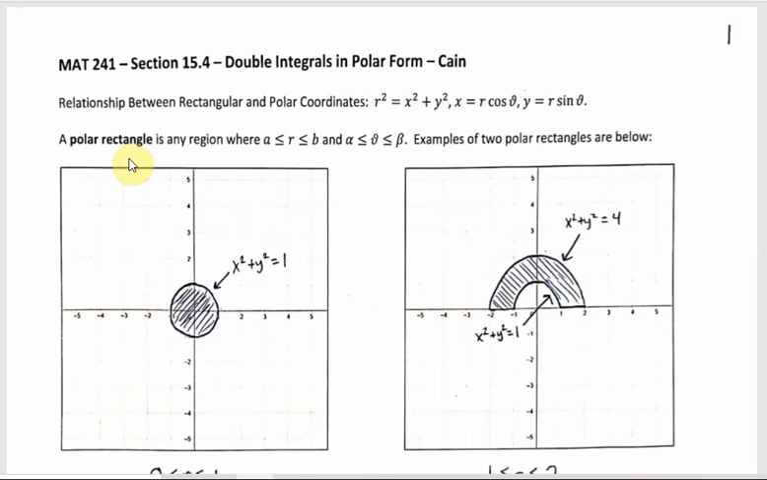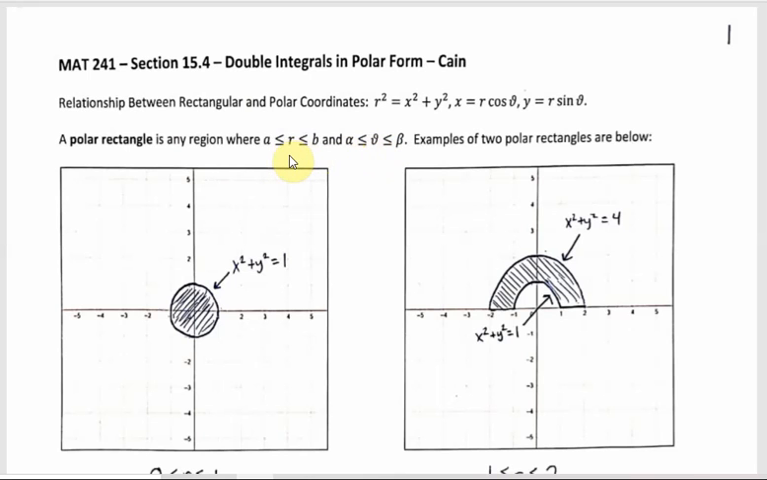So, polar rectangles. First of all, as a comparison to regular old rectangles in a Cartesian plane, where you think, well, what would a rectangle be? Something like -1 less than or equal to x less than or equal to 4, and 0 less than or equal to y less than or equal to 2. So you just have those numeric bounds on x and y, and you get a rectangular shape. Well, what if you do the same thing with r and theta?